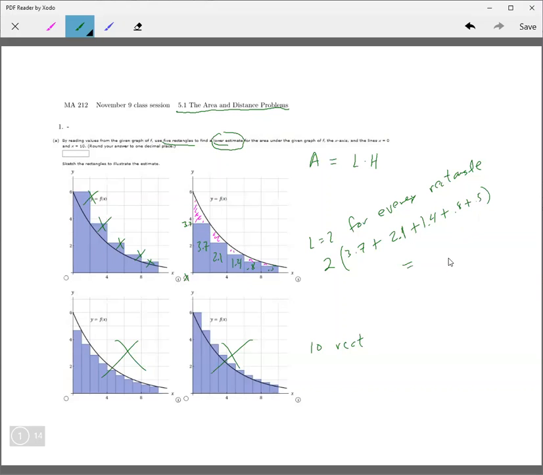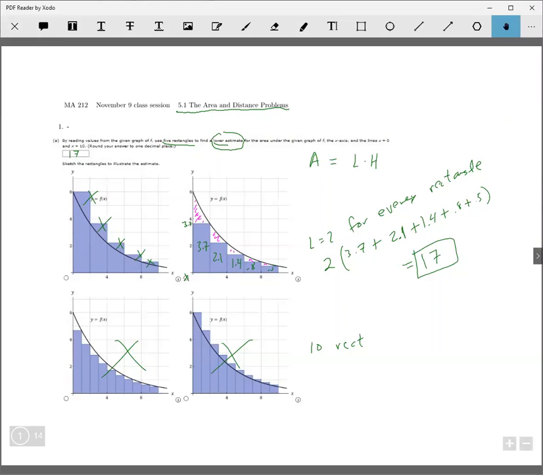If I calculate that out on a calculator, I end up with 17. And so that would probably work for this one. If you got a slightly different answer, maybe because one of these values is a little different than what I put, you're probably still going to get it right. Okay, let's go on to the next one.